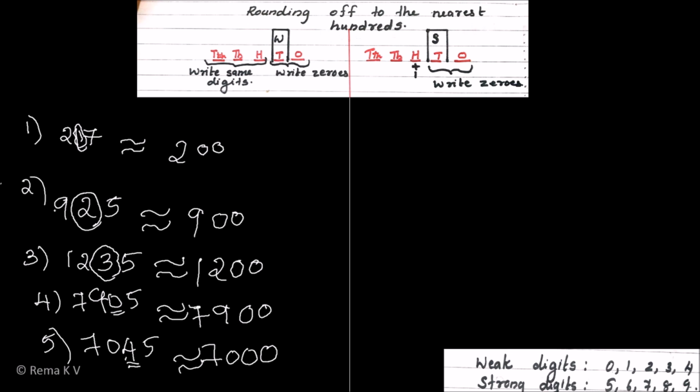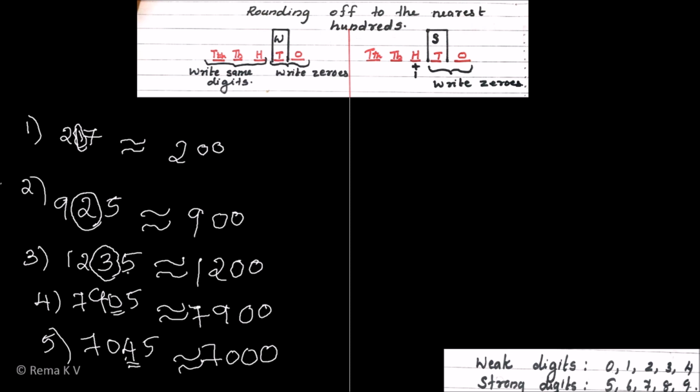See, once again I will explain this one. Here first we have to put zeros in the ones place and in the tens place. Then you have to check the digit in the tens place. If it is a weak digit, write the same digit here in the hundreds place. So 217 is rounded off to 200. Now in the second example, put zeros in the ones place and tens place. Then check the digit in the tens place. It is a weak digit. So we have to write the same digit here in the hundreds place.